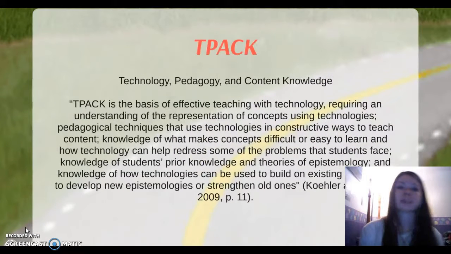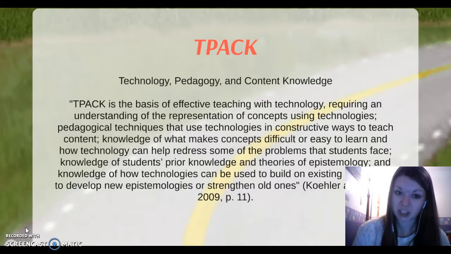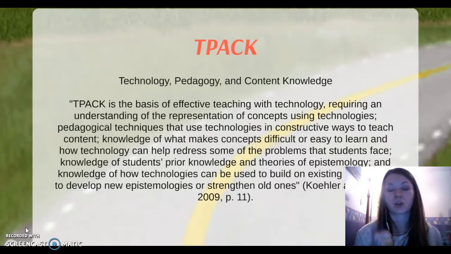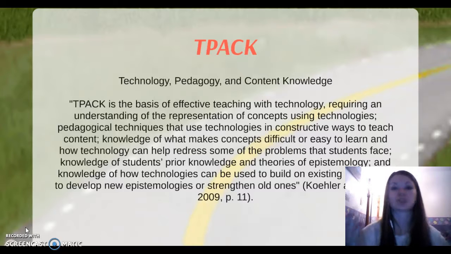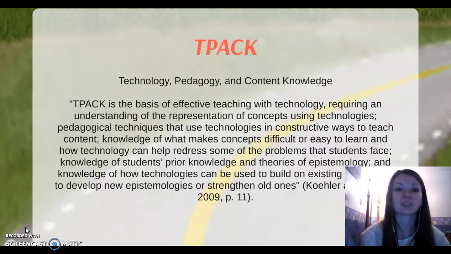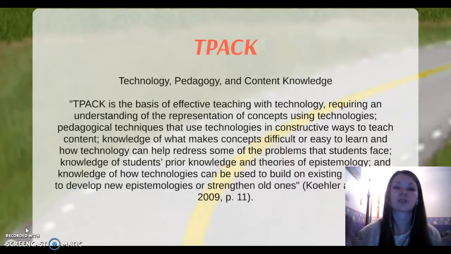All right, so TPAC means technological pedagogical content knowledge. It combines technology, or knowledge of technology, knowledge of pedagogy, and then content knowledge. And the article that I am referencing here uses the word equilibrium. So a teacher, in order to use TPAC correctly, needs to balance all of these 3 things, need to be in an equilibrium together.